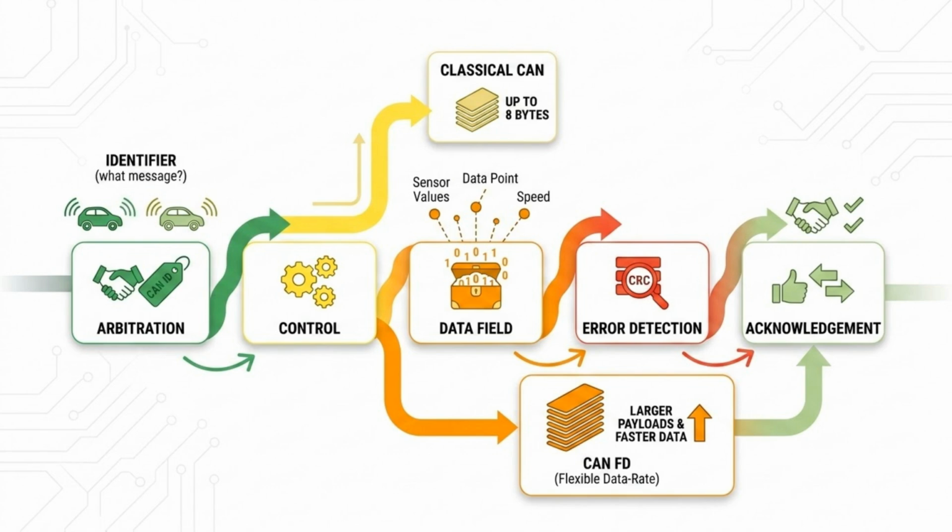A later extension, called CAN-FD, or Controller Area Network Flexible Data Rate, supports larger payloads and can transmit the data phase faster. The frame also includes error detection information using CRC, or cyclic redundancy check. Finally, receiving nodes participate in acknowledgement behavior when the frame is received correctly. You do not need to memorize every bit to understand CAN. The key point is the identifier tells what kind of message is being sent. The data contains the signal values, and CAN itself provides mechanisms for arbitration, acknowledgement, and error detection.